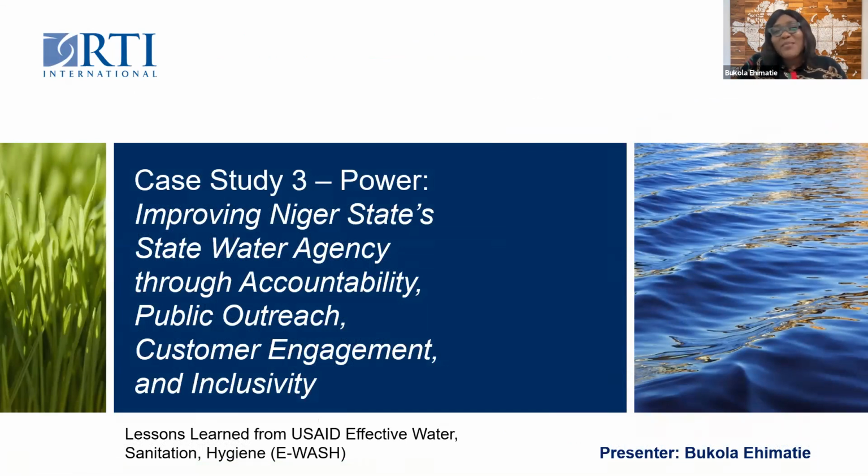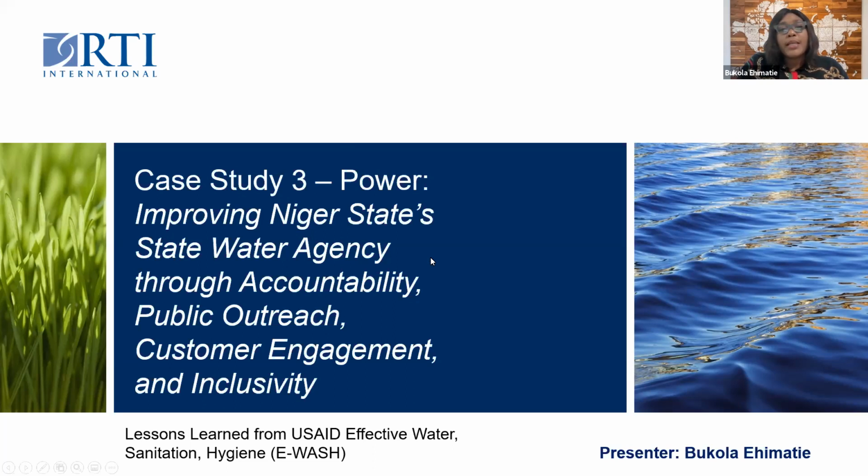Hi, everyone. My name is Bukola Imate, and I'm the Senior Monitoring and Evaluation Advisor with Research Triangle Institute. And I work with the USAID Effective Water and Sanitation Program based in Nigeria. If you don't know where Nigeria is, it is in West Africa. Today, we would like to share lessons from our work supporting transition to autonomous water corporations in urban Nigeria, which is looking at the power dimension.